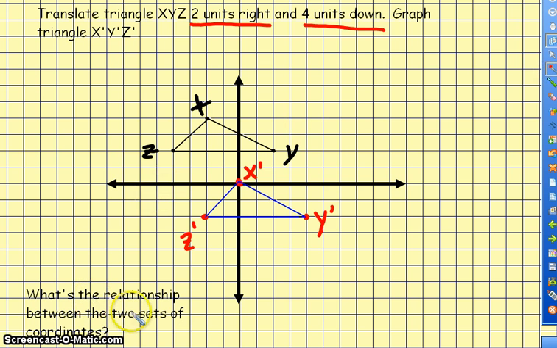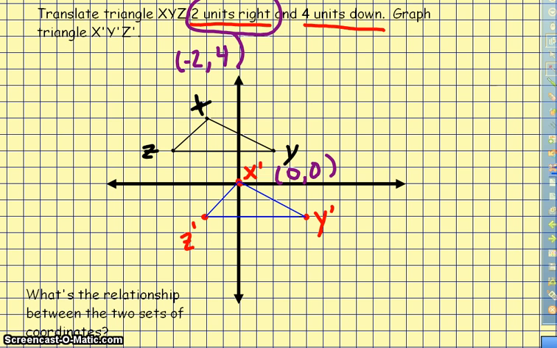Okay, it says, what's the relationship between the 2 sets of coordinates? Now, if you look at the coordinates for X, originally it's 1, 2, negative 2, up 1, 2, 3, and 4, positive 4. Okay, when I re-look at them, X becomes 0, 0. That's what it's changed to. Now I want you to notice this. It's 2 units to the right. When I move 2 units to the right, I'm going in the positive direction 2. Well, what's negative 2 plus 2 equal? It equals 0. That's my new X coordinate.